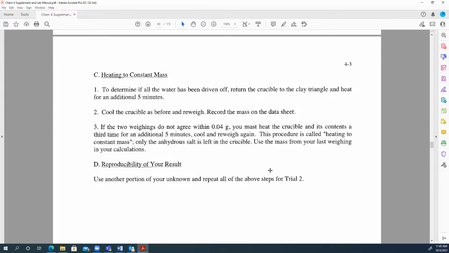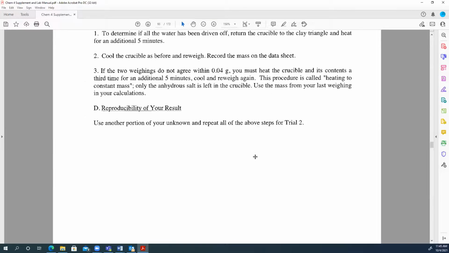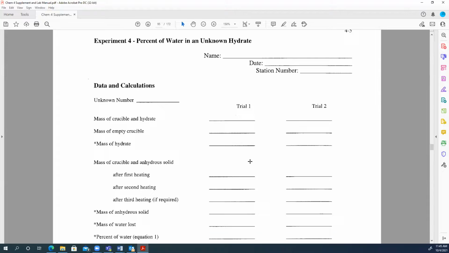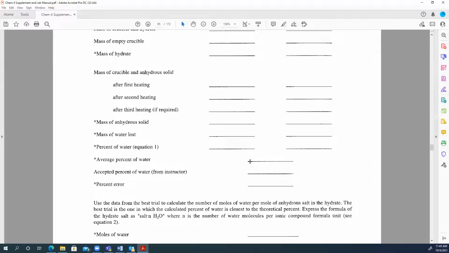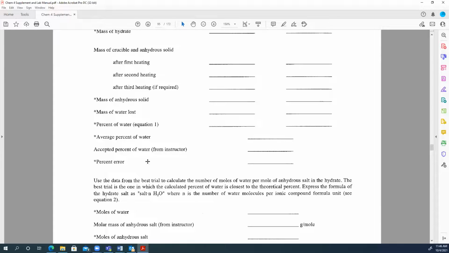Okay, reproducibility of your results. Use another portion of your unknown and repeat all of the above steps. So this is trial 2. This is just a repeat. This experiment doesn't take too long, except for the constant heating. So you have to make sure you heat it carefully. The first one you want to do slowly for sure. Then we have calculations for this that we can do.